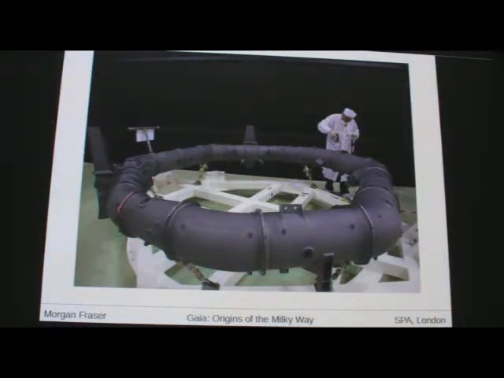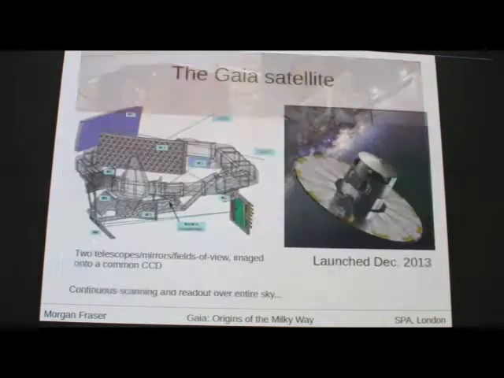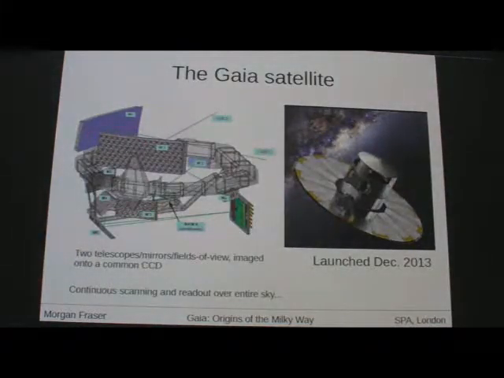Another interesting thing about Gaia is its backbone. If we go back a few slides, you can see we've got the mirrors here and the camera, which I'll come on to in a bit, and it's all held together on this kind of thing that looks a bit like a bagel. This is the structure that holds Gaia together.